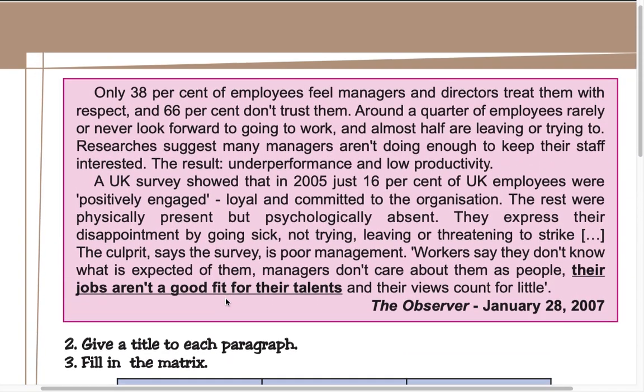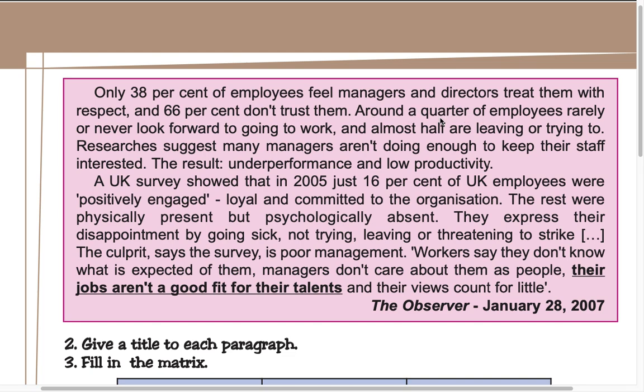Only 38% of employees feel managers and directors treat them with respect. That is a very low percentage. And 66% don't trust them. Employees not trusting their directors and managers.